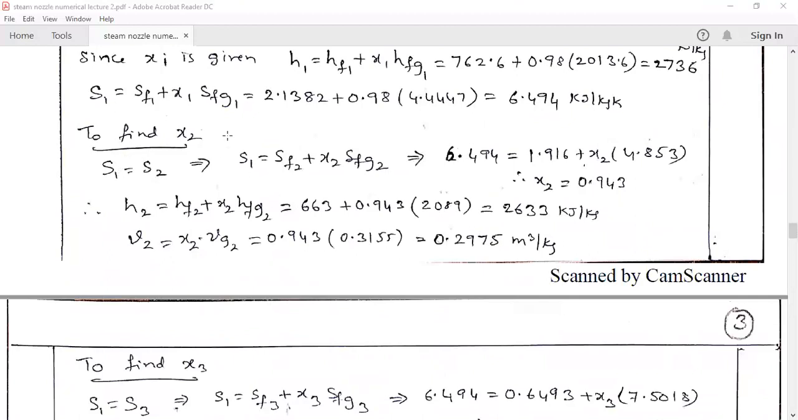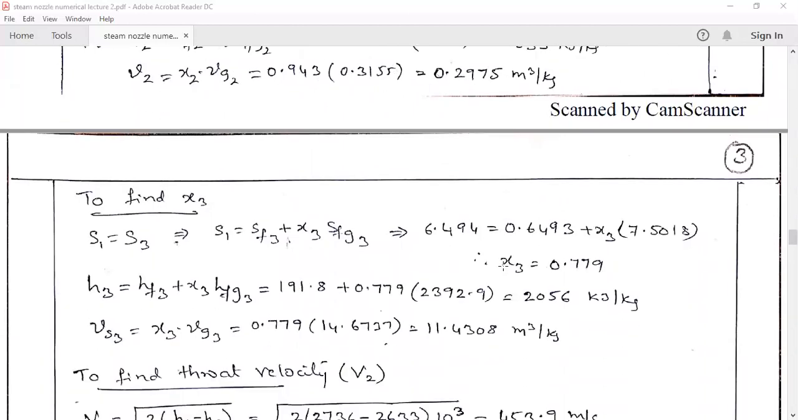So first, to find x2, S1 equals S2, that is S1 is equal to sf2 plus x2 into sfg2. Substitute, get the value of x2. From this, therefore h2 equals hf2 plus x2 into hfg2. From this we find the h2 value using the dryness fraction at 2. Similarly, specific volume is obtained as x2 into vg2. So substitute x2 is 0.943 and vg obtained from the steam tables. Substitute and get the value of v2.